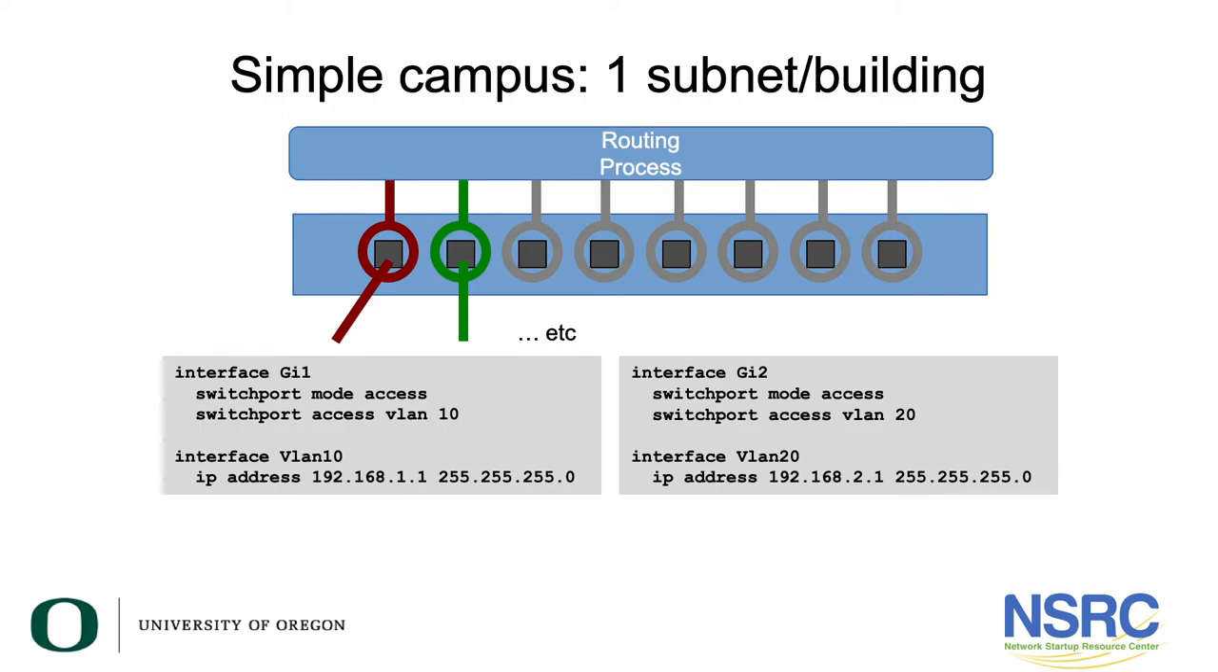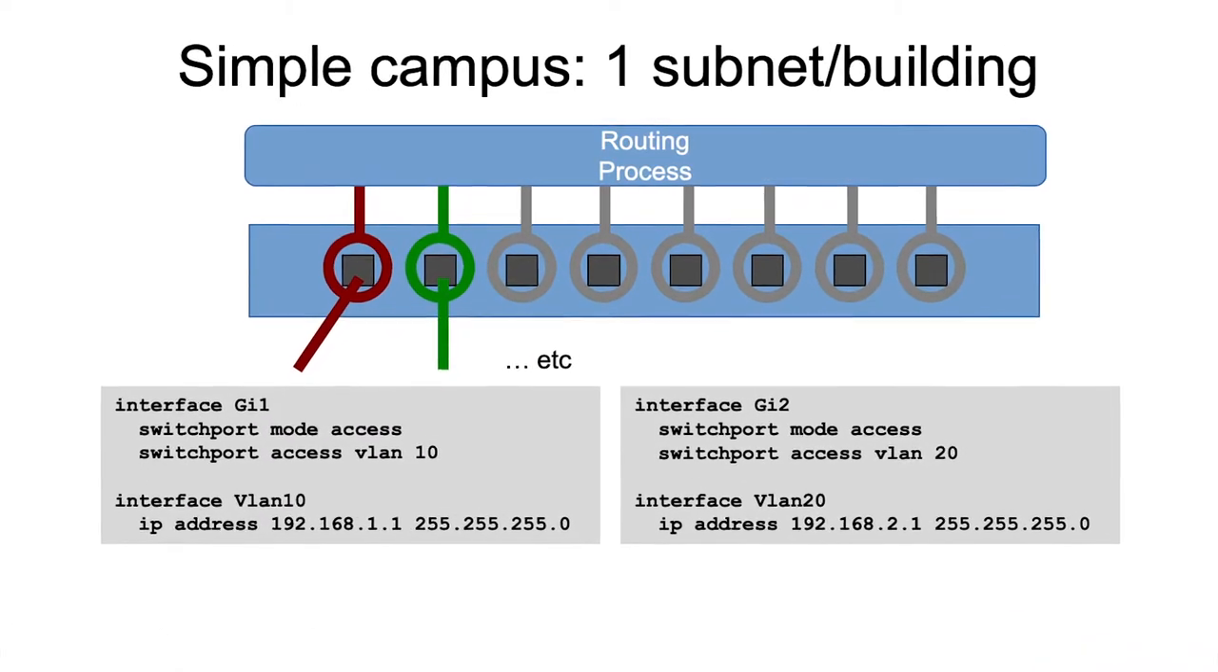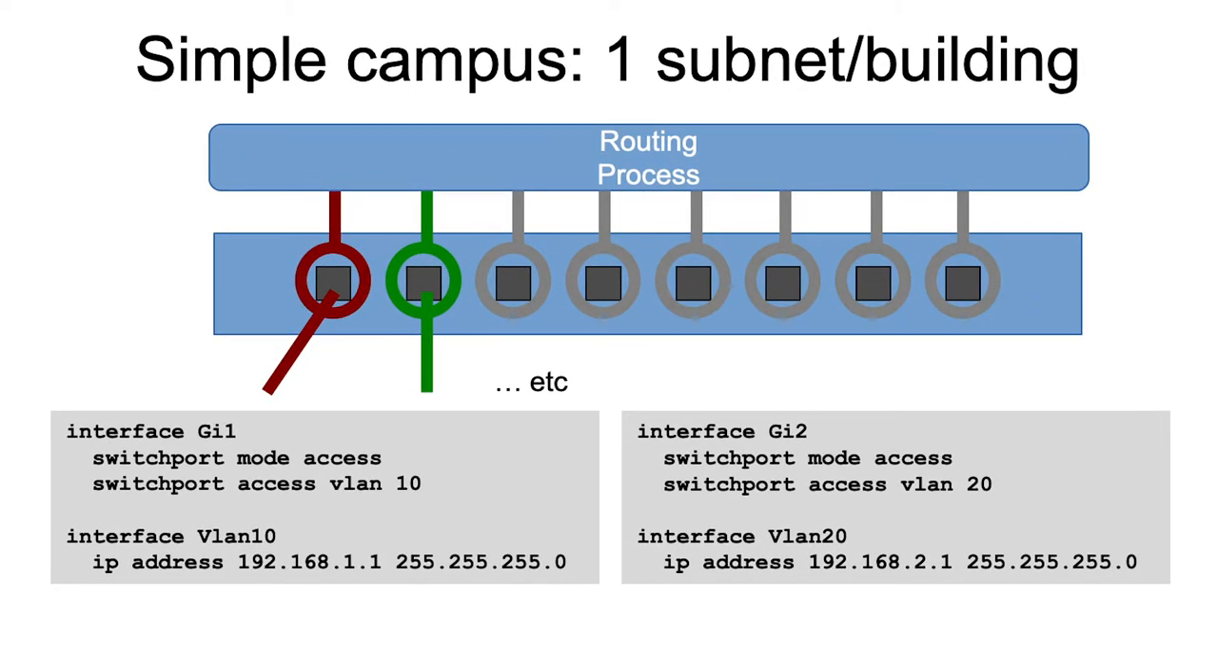Now let's look at what we have learned and apply it to the case of a simple campus. In this campus, we've got one subnet per building. And the slide shows an Ethernet switch with a routing process turned on, so it has the layer 3 capability turned on, and the two ports on the left have been configured in different VLANs. The dark red port is VLAN 10, and the green port is in VLAN 20. Each VLAN has an IP address, and this IP address will be used as the default gateway for any devices that connect to this switch.